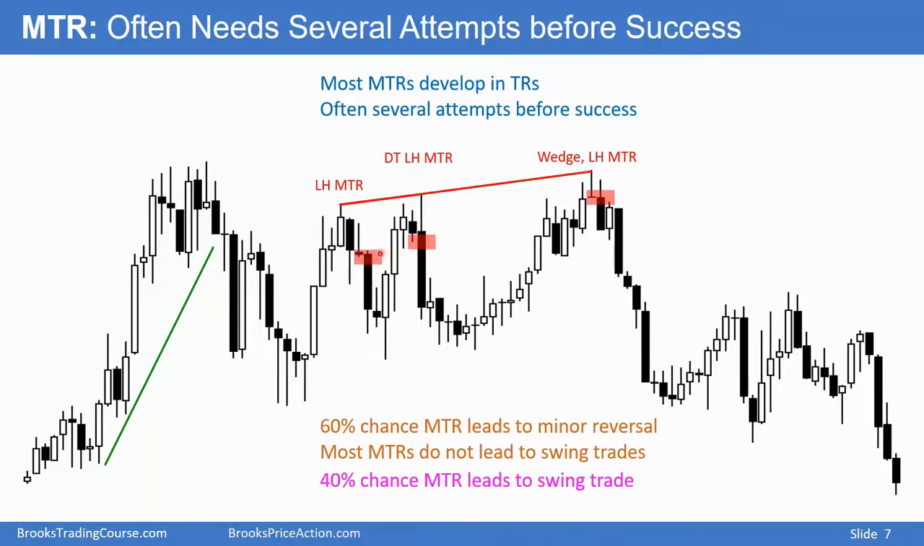Here we have 3 different major trend reversal setups. 1 out of the 3 led to a swing trade. The other 2, break even, maybe a small profit, small profit.